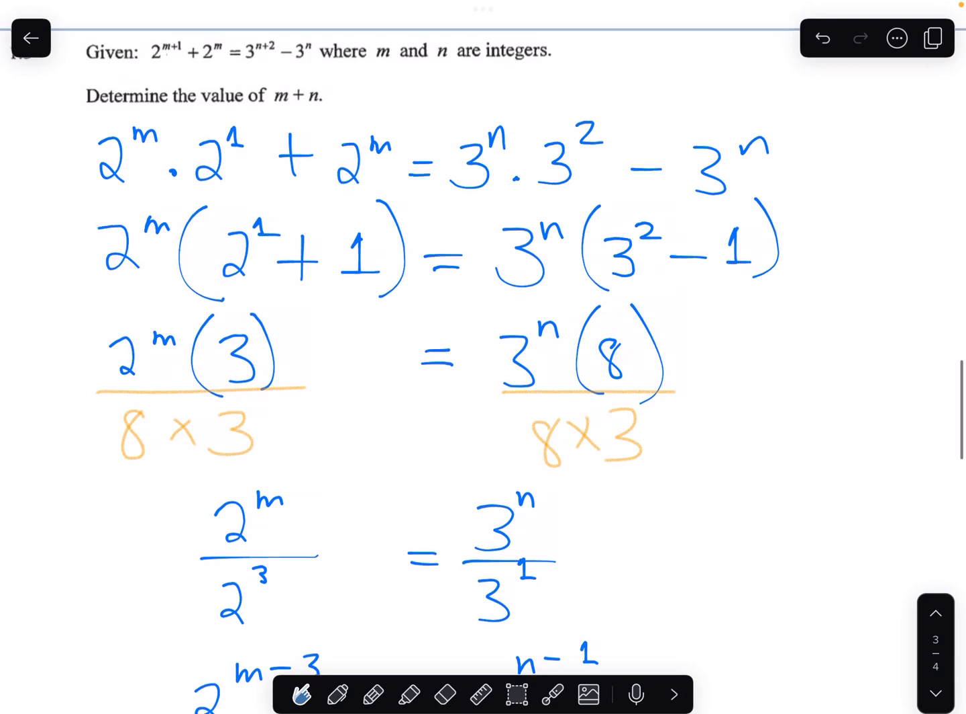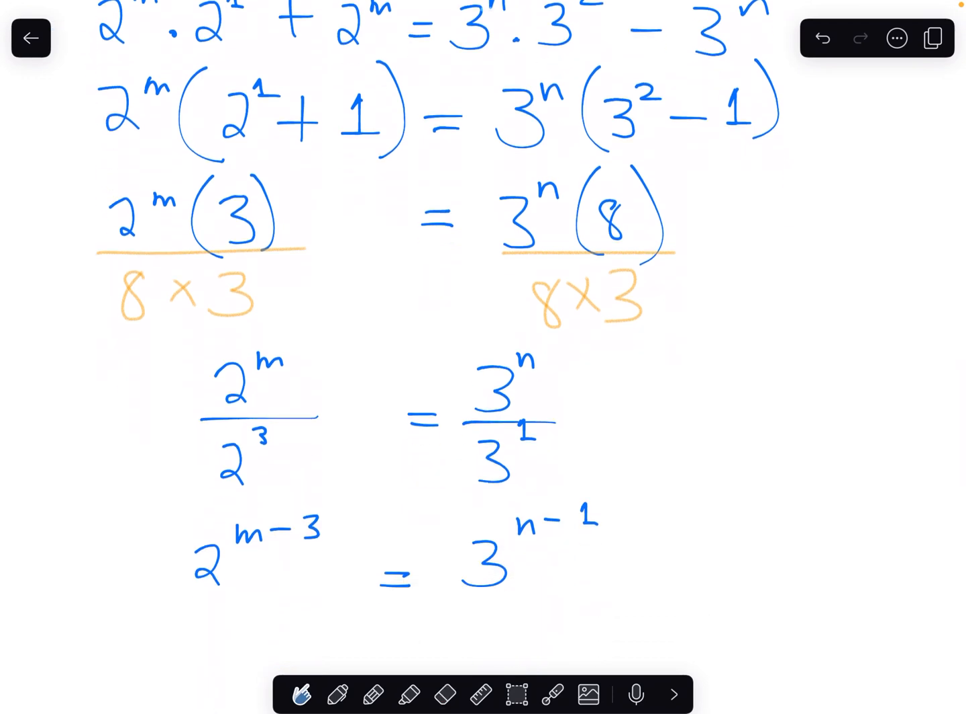Determine the value of m plus n. Oh my goodness. We didn't need to do all of this. We didn't need to do all of this because really the answer was right under our noses.